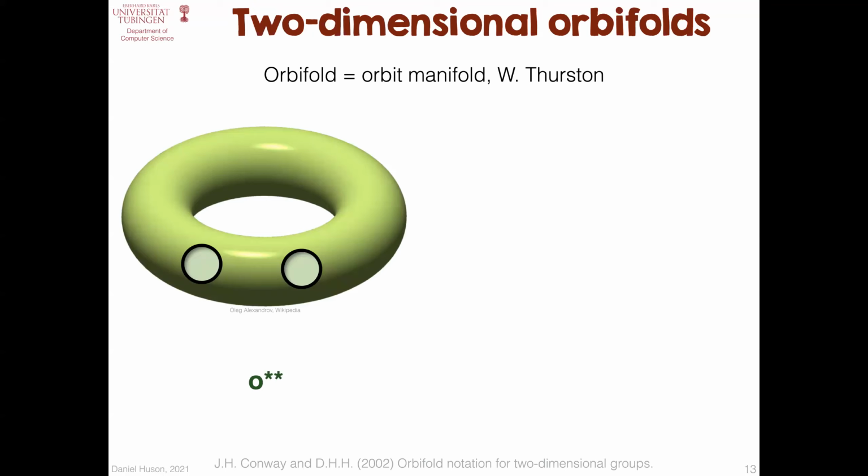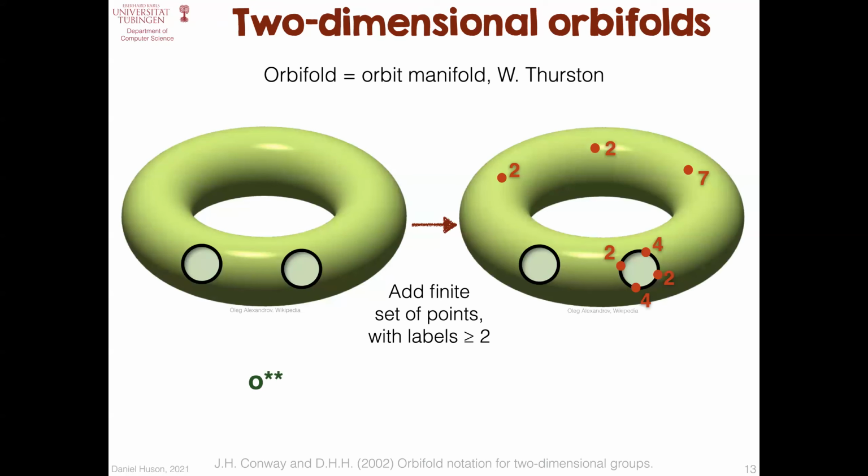And here's the Conway notation for a torus with two boundary components, so ring, star, star. And to get an orbifold, we're just going to add a finite set of points with labels, and these labels are integers greater or equal to 2. So it looks something like this, and there's a notation that corresponds to that, and that's what we're going to look at in detail now.